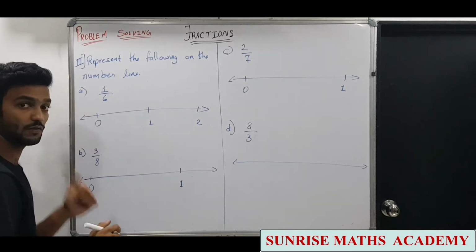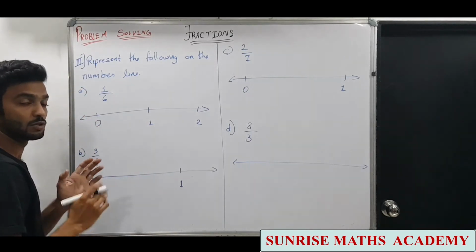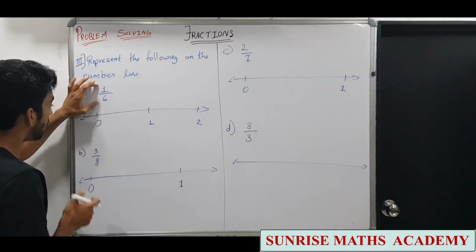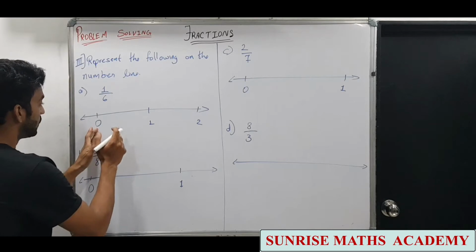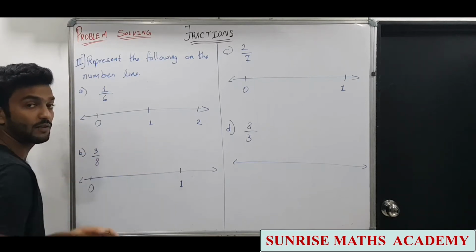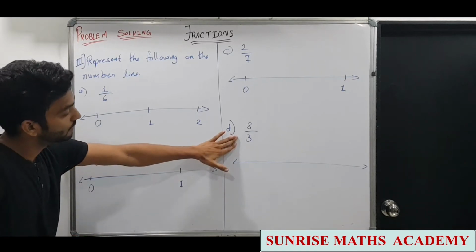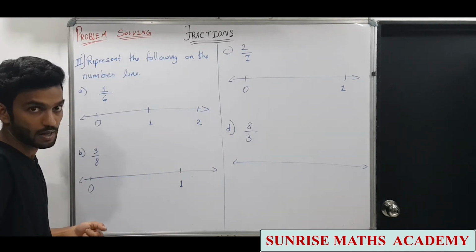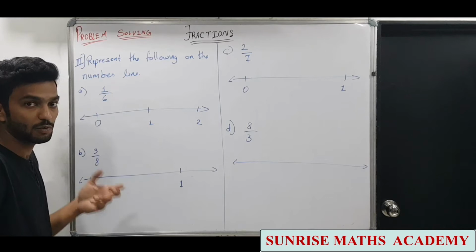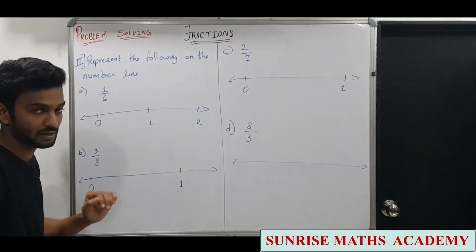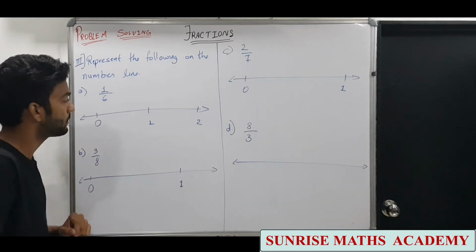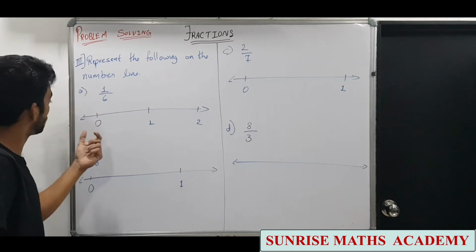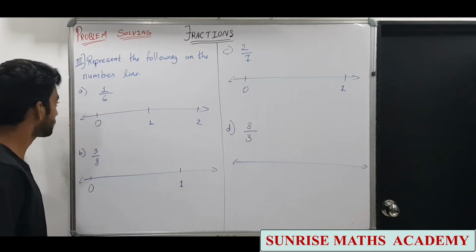Whatever fraction it is, all the proper fractions will be between 0 and 1. And for improper fraction, it will be first converted into a mixed number. And then as per the mixed number, whatever number we get, we will represent it. When we solve it, we'll see. For this is 1 upon 6, which is a proper fraction, which will be between 0 and 1.